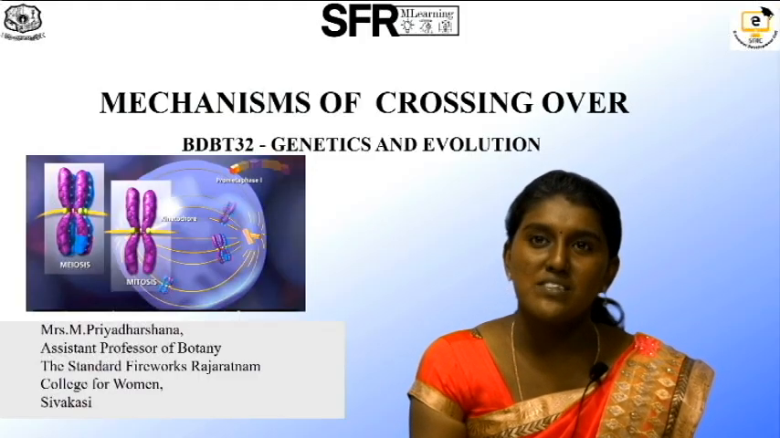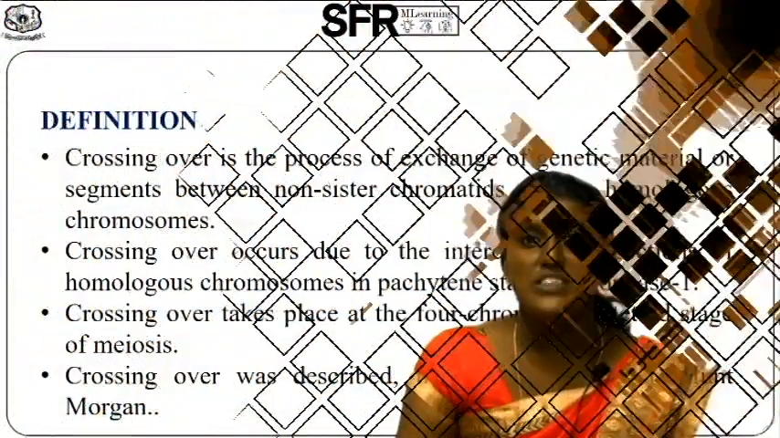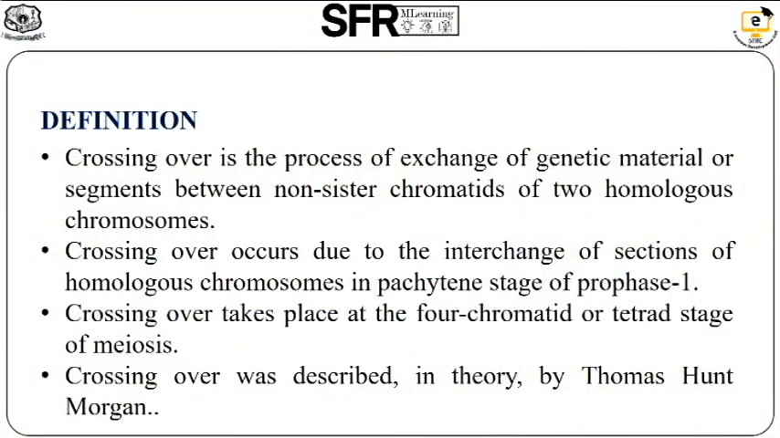Today we are going to discuss the mechanisms of crossing over. Coming to the definition, crossing over is the process of exchanging genetic material or segments between the non-sister chromatids of two homologous chromosomes. Non-sister chromatids means chromatids of the homologous chromosomes having the same length.